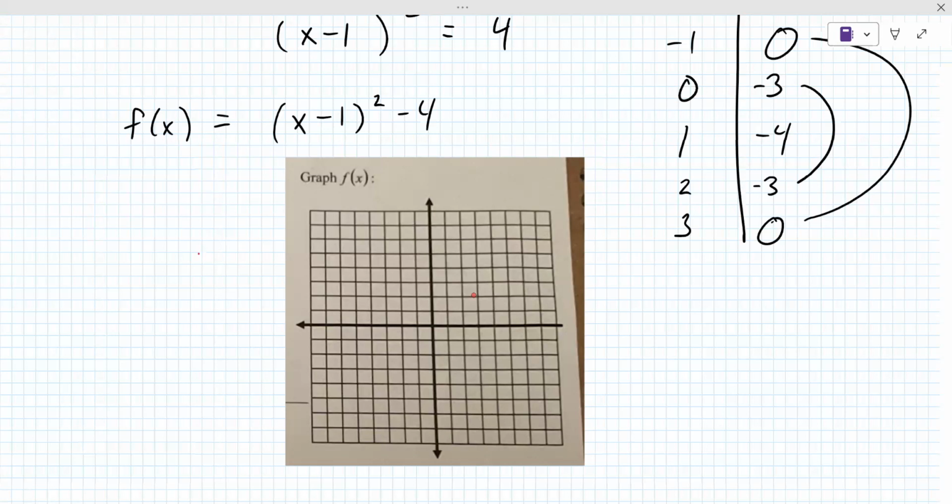So 1, -4. Usually start with your vertex. 2, -3, by symmetry, the other one. And then you got your intercepts, which is nice. So then you make a nice smooth curve here. Make it look like it was recent graphics, not something from the 80s.